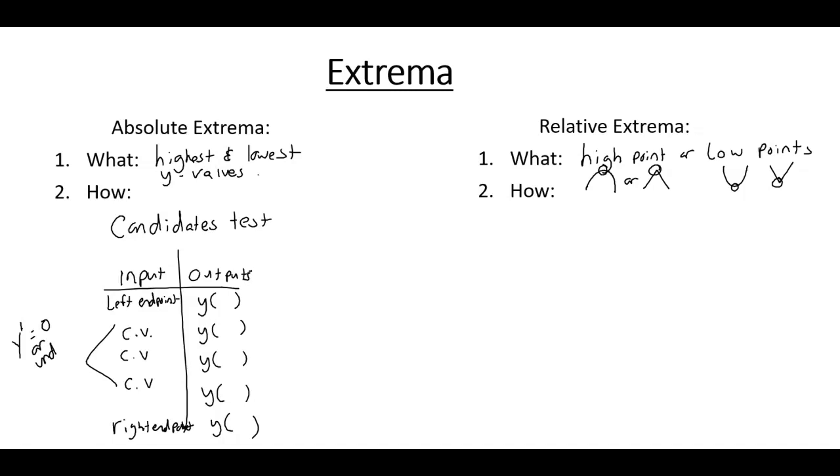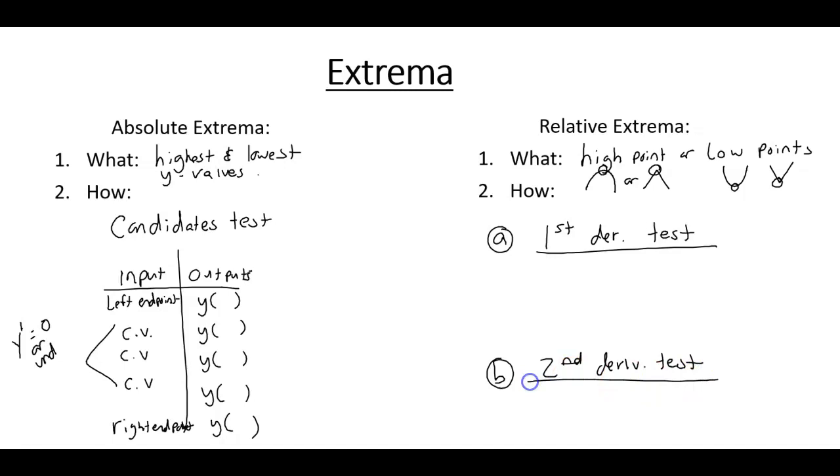Now, how do you find them? Well, there's two ways. One way is with the first derivative test. I'm going to leave some space there because I'm going to give you some steps. And the second way is with the second derivative test. Okay, so the first derivative test works like this. You find your critical values. Once again, that's where the derivative is 0 or undefined. Then you do a number line test.